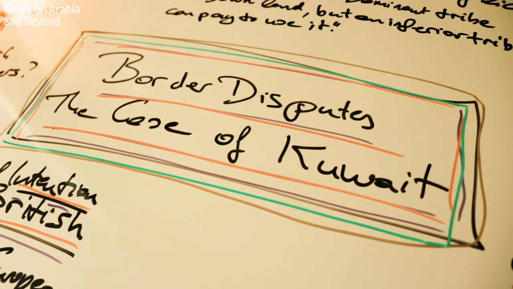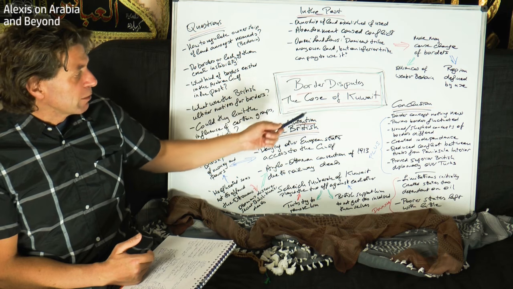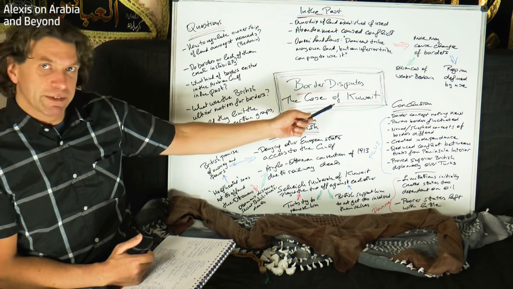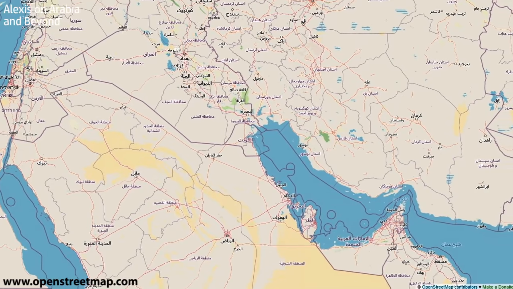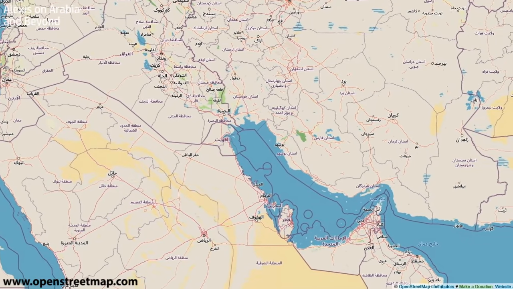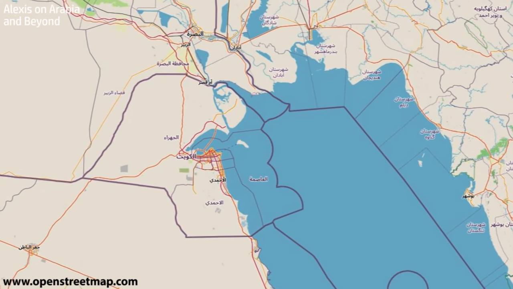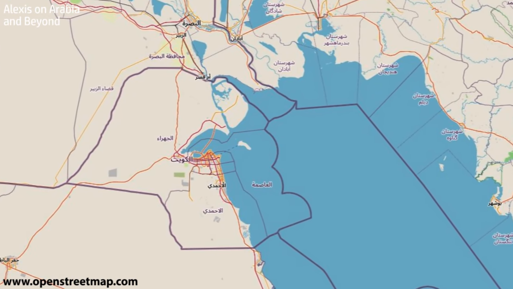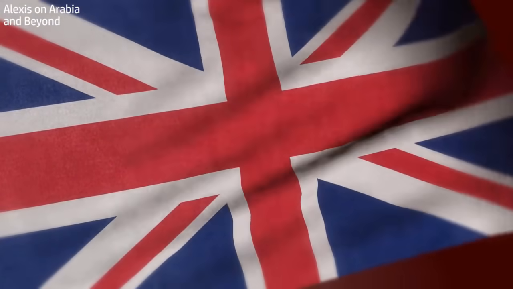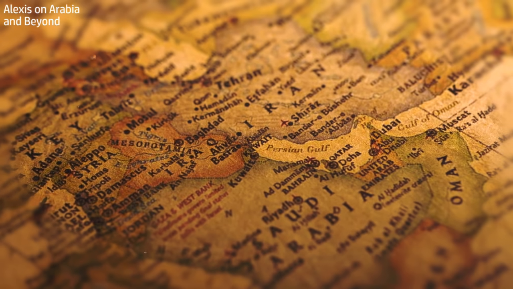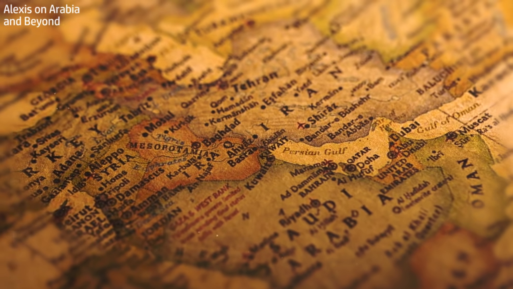So today we're going to have a look at border disputes in the Arabian Gulf, especially the case of Kuwait. There are many discussions as to whether the drawing of borders by European powers was predominantly negative or whether there were positive aspects to this also, British influence. In the case of the Arabian Gulf, this issue deserves a closer examination.